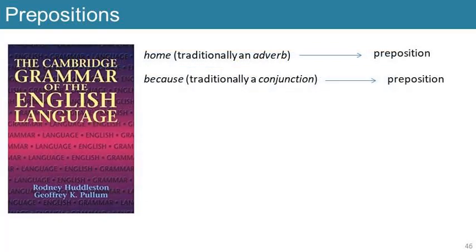Prepositions are an undisputed part of speech in all grammatical analyses, but some modern grammarians have increased the preposition class by reassigning to it words that traditionally have been assigned to one of the other classes. For example, the Cambridge Grammar of the English Language, CGEL, classifies as prepositions both home, traditionally an adverb, and because, traditionally a conjunction.